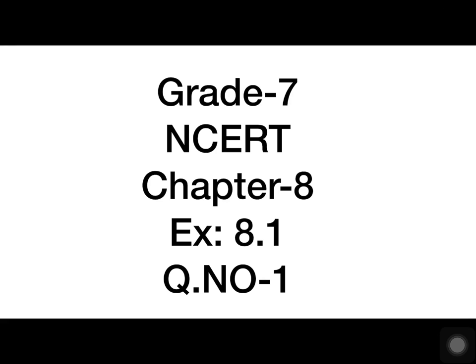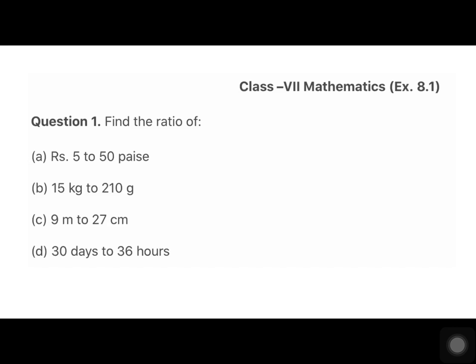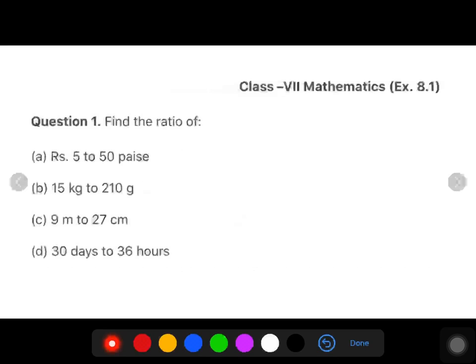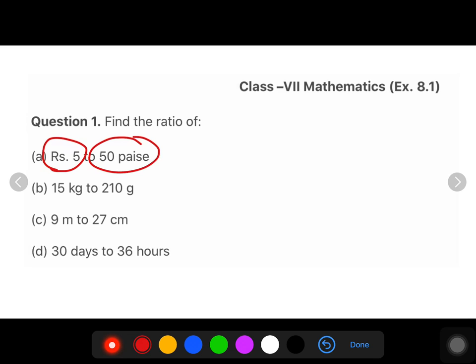Hi everyone. In this video, we're going to see Grade 7, Chapter 8, Exercise 8.1, question number 1. Find the ratio of the following. To find the ratio, the basic criterion is that both quantities given in the question have to be of the same unit. If not, you will have to convert to the same unit and then find the ratio.